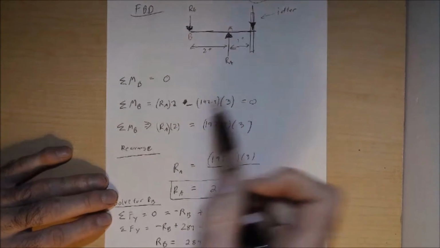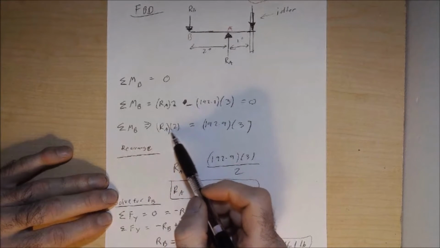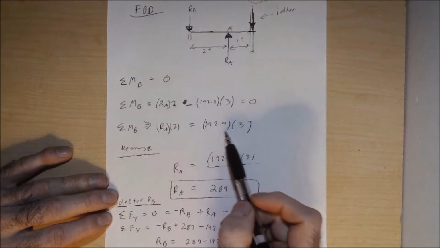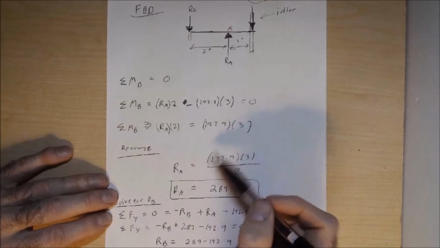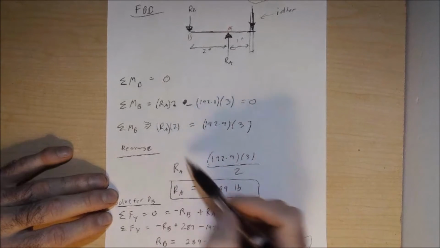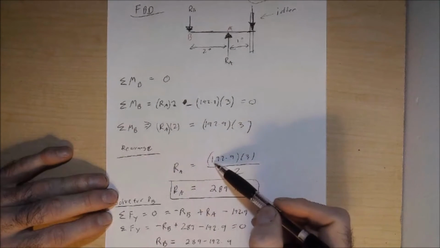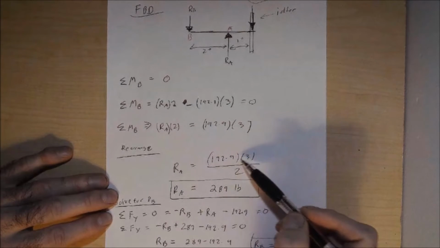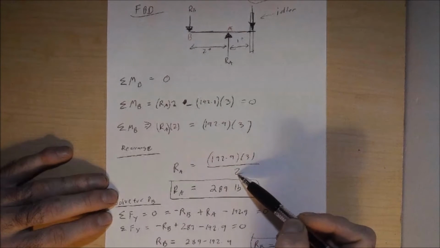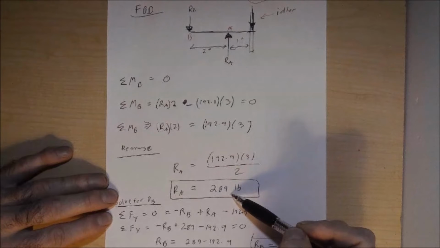Rearrange this, move it over, so we can see that RA times 2 is equal to 192.9 times 3. We can now rearrange and solve for R sub A, which is our only unknown in this problem statement. So R sub A is equal to 192.9 times 3 divided by 2. So our R sub A is now equal to 289 pounds. So that only gives us our R sub A.